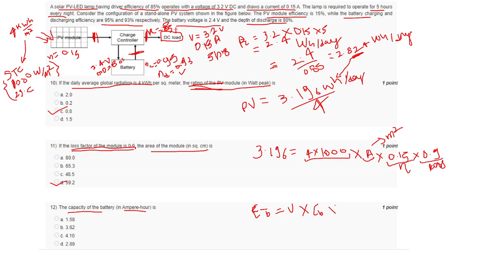Now we also have to consider only the discharge efficiency, because while discharging only, you are providing power to the LED lamp. And then we also have to consider the depth of discharge. So it's not like 100% of the battery could be discharged. So when you equate, this is EB. Now the CB value is asked.